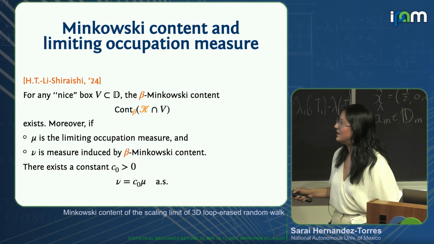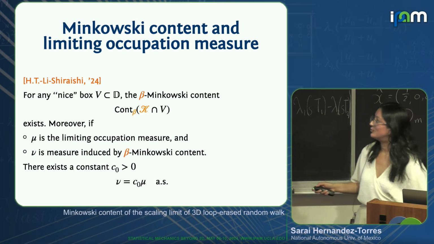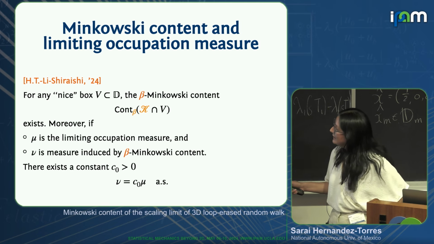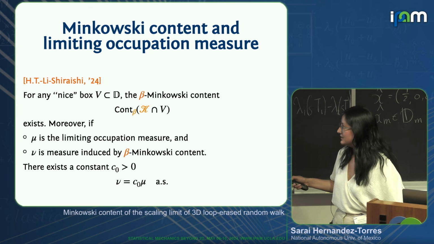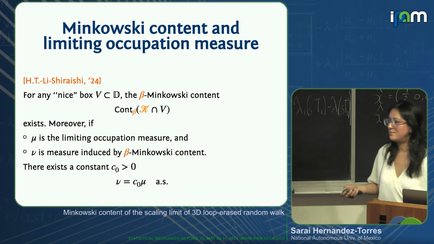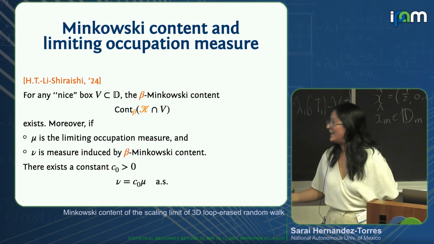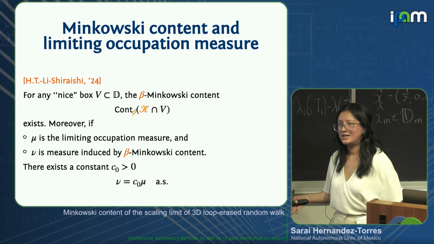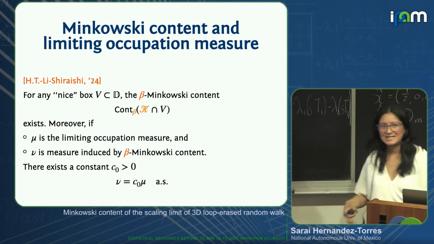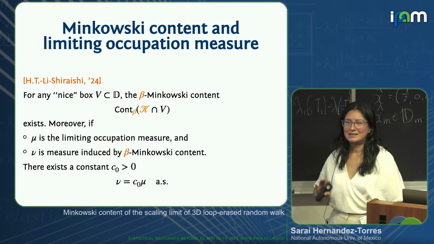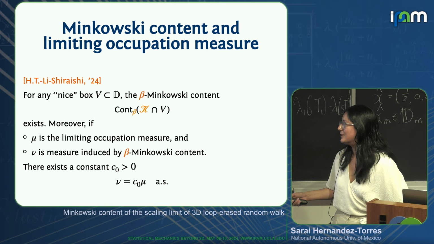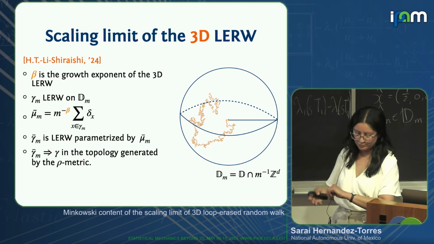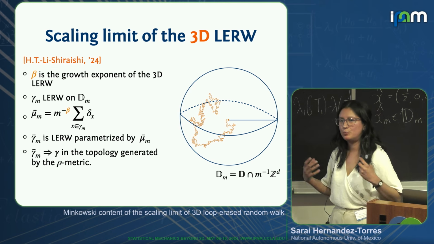So then the theorem says that if you have any nice enough box so that you don't get into any problem, then the beta Minkowski content exists. You look at your limiting object, K, and inside this box the Minkowski content exists. This Minkowski content defines a measure, and this is what we were interested in. At the end of the day, this measure induced by the Minkowski content is equal, up to a constant factor C0, to the limiting occupation measure that was obtained in the limit, almost surely. This limiting occupation measure was an artifact that appeared in the limit, but it wasn't too bad.